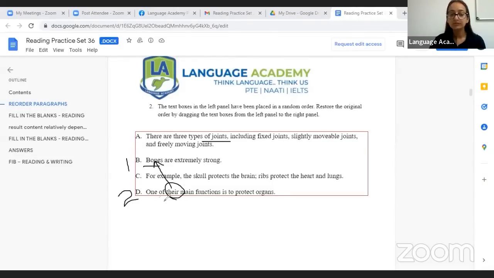Bones are strong. One of their main functions is to protect organs. And then we are applying the example rule. Example always comes right after the explanation. Just now we said to protect organs, and then we are giving the examples. Which organs? Heart and lungs. So that is the example rule. And then we put a sentence which is not related to bones, so we'll put it at the end. There are three types of joints: this, that, and those.